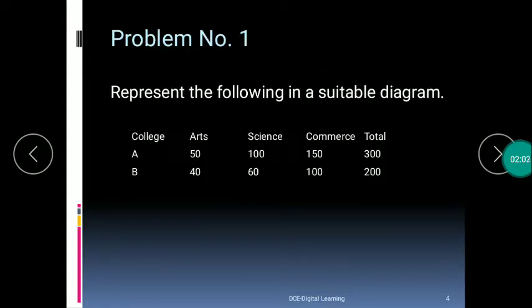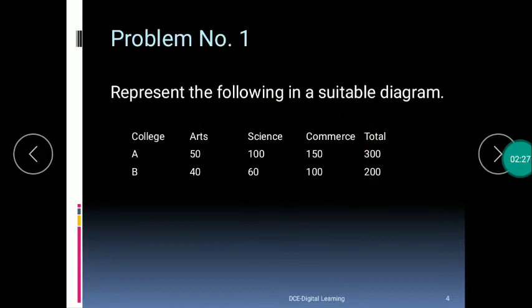So let's understand how this diagram is prepared. Here is an example. Represent the following in a suitable diagram. Here the information about number of students under different streams, arts, commerce and science, is given. It's about two different colleges, college A and college B. So for this data we have to prepare a component bar diagram.